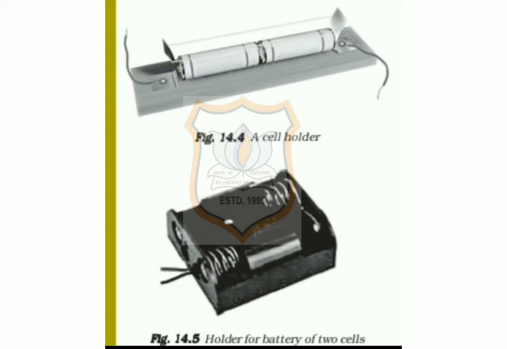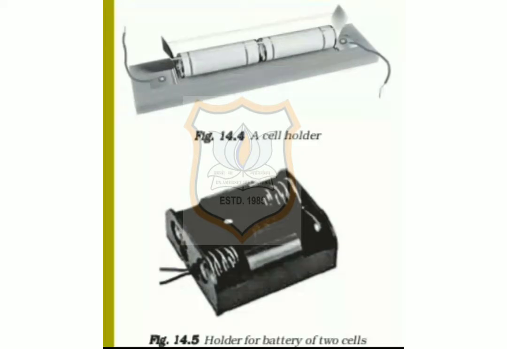such that the positive terminal of one cell is connected to the negative terminal of the next cell. Connect a piece of wire to each of the two metal clips on the cell holder as shown in figure 14.5. Your battery is ready for use. The symbol used for representing a battery is shown in table 14.1 in your textbook on page number 161.